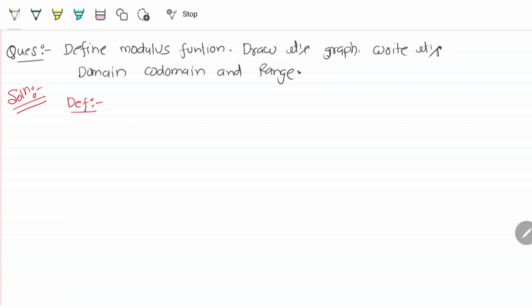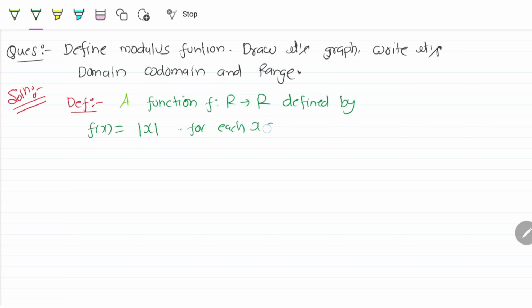Definition: a function f from R to R defined by f of x equals mod x, for each x belongs to R. You can also write it like this: mod x will be x if x is greater than or equal to 0, and it will be minus x if x is less than 0. So this is the definition of the modulus function.